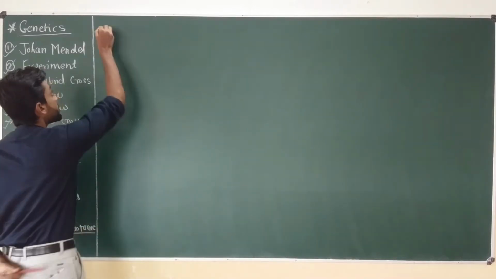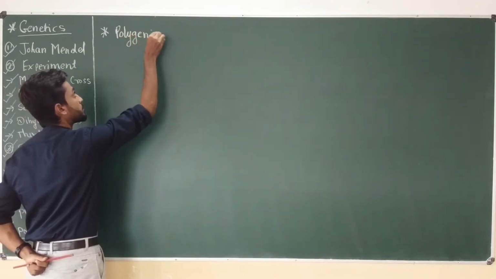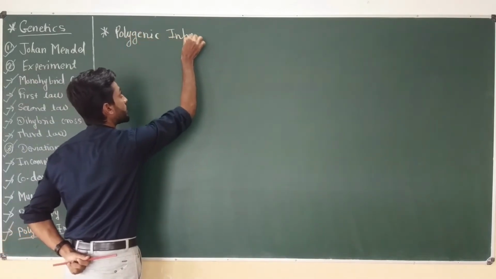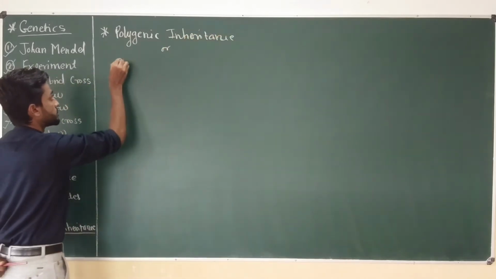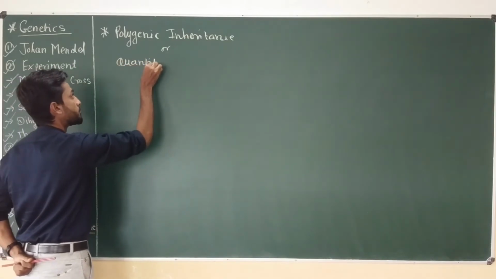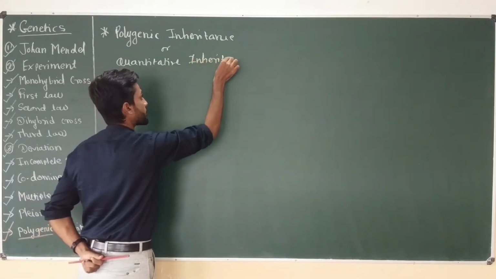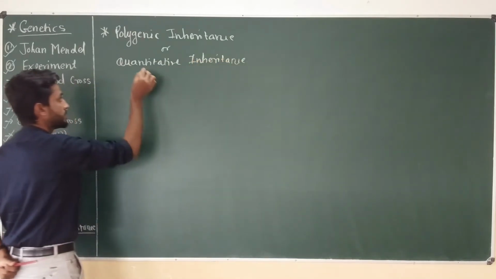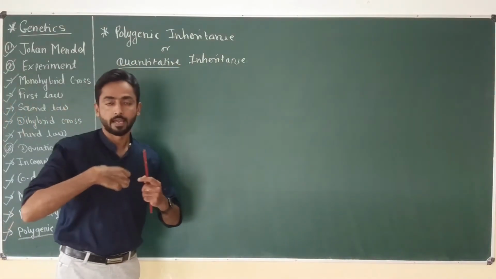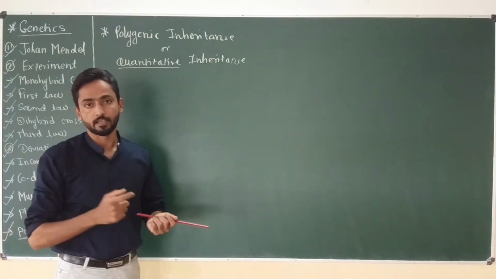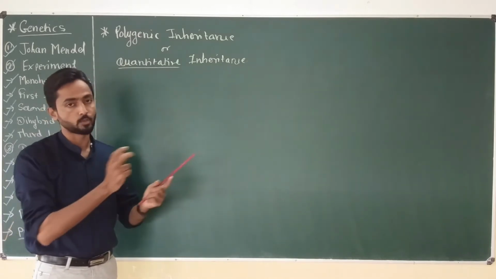Okay, so this polygenic inheritance is also called quantitative inheritance, because in this type, the quantity of the gene matters. Many genes come together and then they control a single trait or single character. That means many genes decide how a character is going to be transferred from parent to progeny.